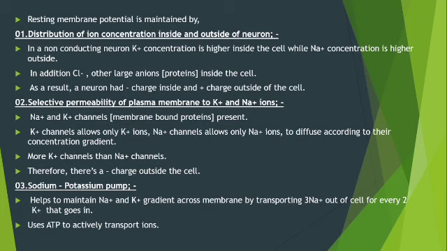In the distribution of ion concentration inside and outside of the neuron, in a non-conducting neuron, the potassium concentration is higher inside the cell, while the sodium concentration is higher outside the cell. In addition, chloride and other large anions such as proteins are present inside the cell. So as a result, a neuron has a more negative charge inside and a positive charge outside of the cell. Selective permeability of the plasma membrane to potassium and sodium ions.